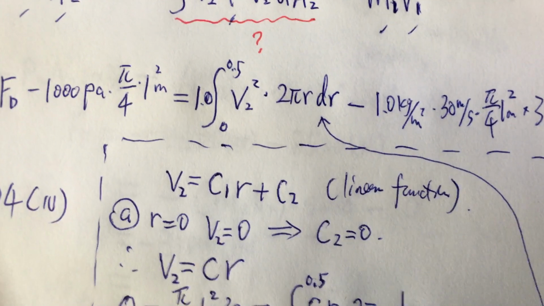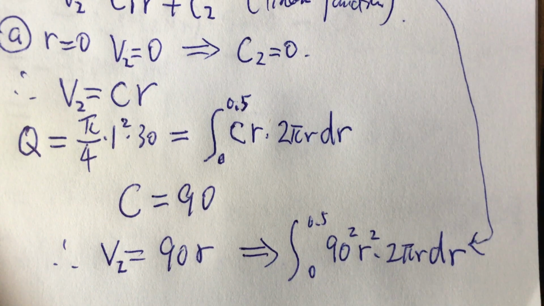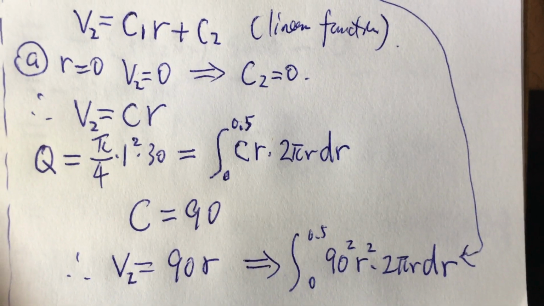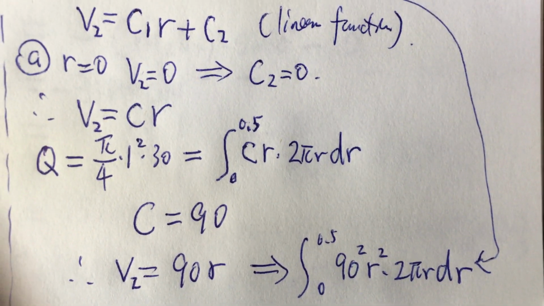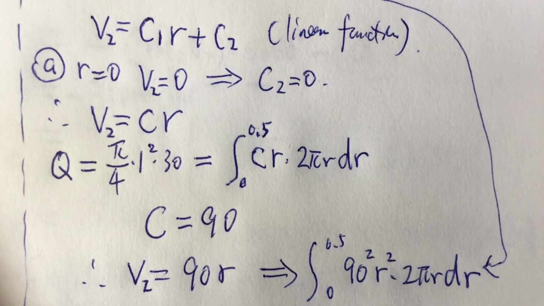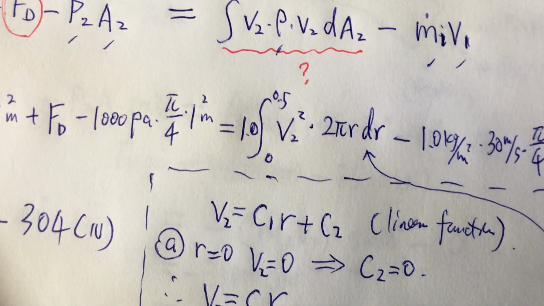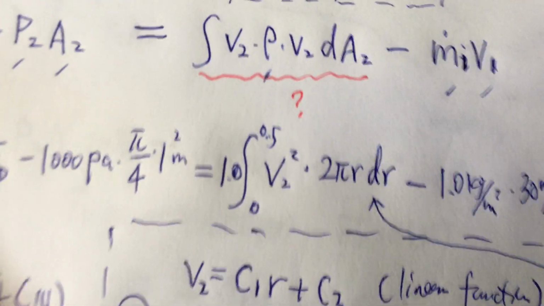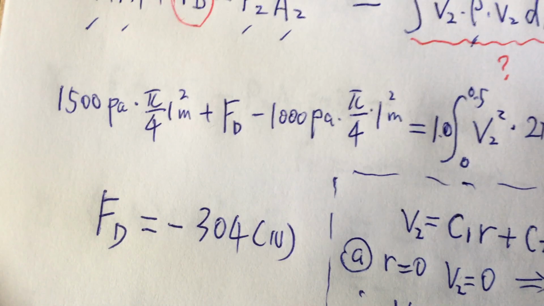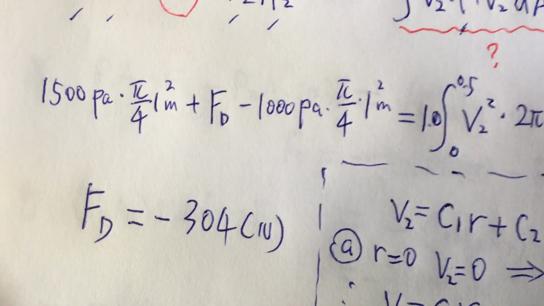Okay, so notice we need the integration of V2 squared 2 pi r dr. So if we do V2 squared 2 pi r dr, there will be 90 squared r squared 2 pi r dr. Then integration from 0 to 0.5. Okay, but this thing should be easy, right? It's r cubed, so one quarter of r to the fourth, right? So with the limit 0 and 0.5, you should be able to calculate this term. After you calculate this term, the rest of them are just calculation, right? You have all the constants, all the values. After you calculate this term, your FD, the force required to hold it, can be calculated.